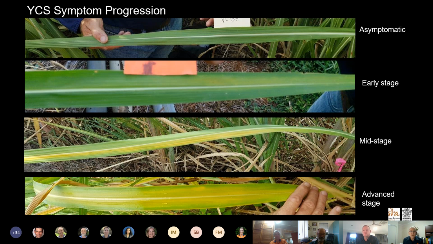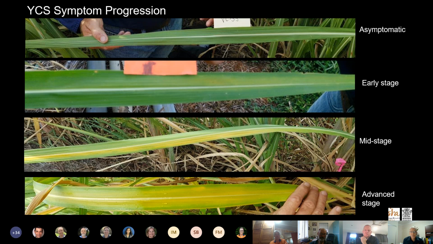All right, so at the top of this slide, we have a healthy, unaffected or asymptomatic green leaf, which is what we love to see. When YCS starts, in the second image there from the top, we see a little bit of yellowing occurring on one side of that white midrib, the center vein. And yellowing doesn't normally start towards the tip or the base. It normally starts around about the middle of the leaf, and it starts close to the midrib, and it becomes more and more yellow, and that yellowing moves towards the tip and towards the base and out towards the outer margin of the leaf.